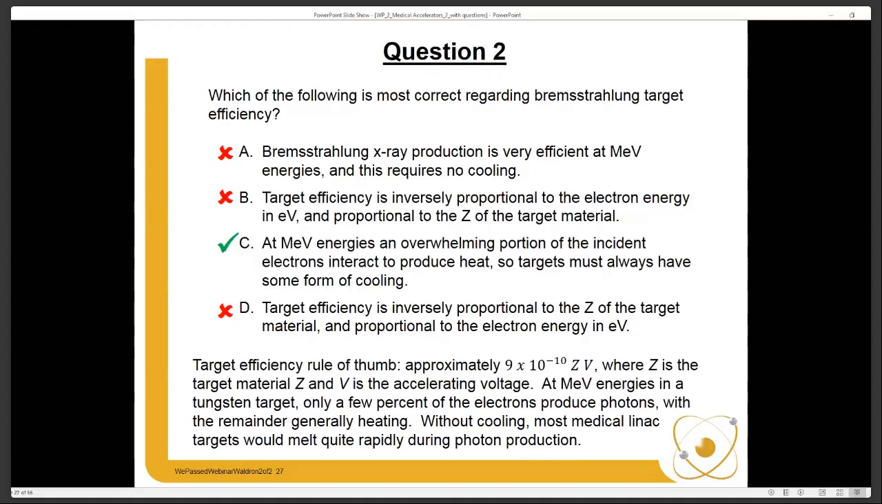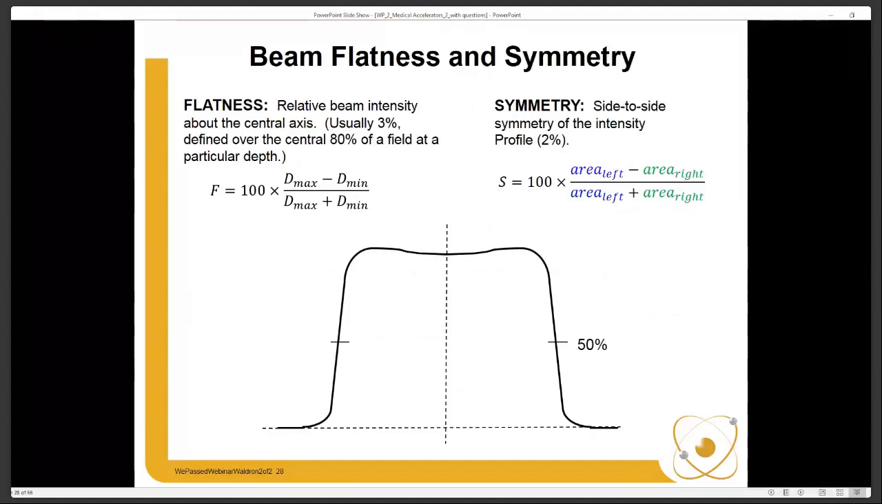All right, I'm going to move forward now to the next one. I mentioned making the beam uniform, so let's talk about what we mean when we mean beam uniformity. And by beam uniformity, we mean flatness and symmetry. Flatness is the relative intensity about the central axis. Usually we apply a 3% window as defined over the central 80% of a field at a particular depth.